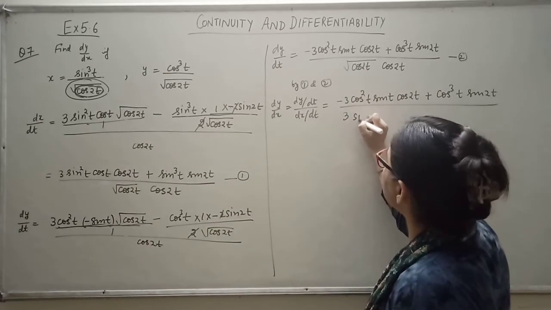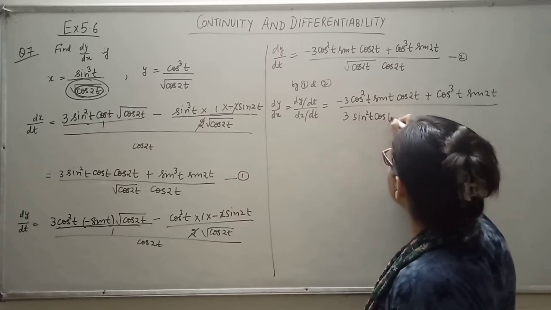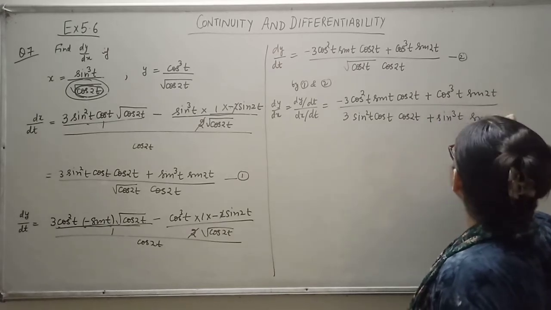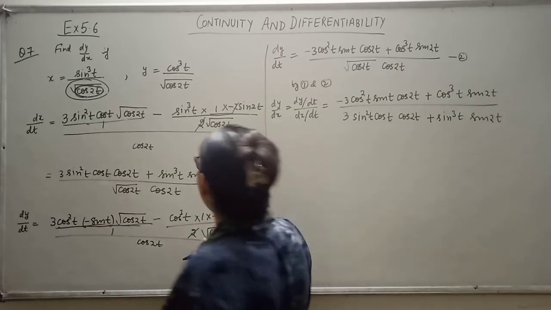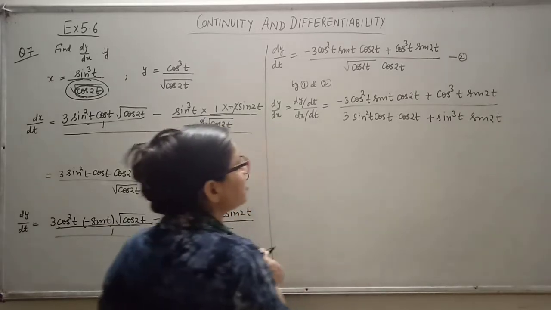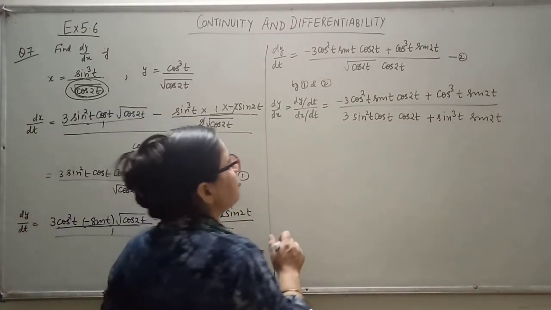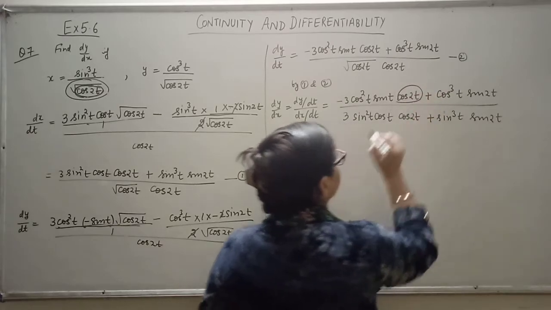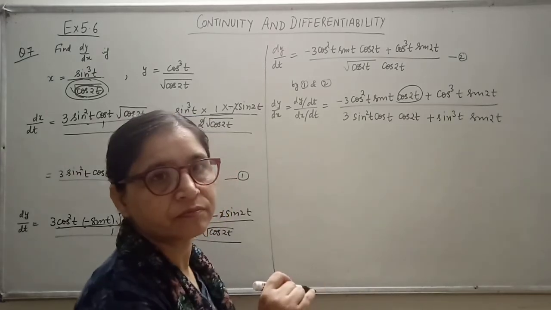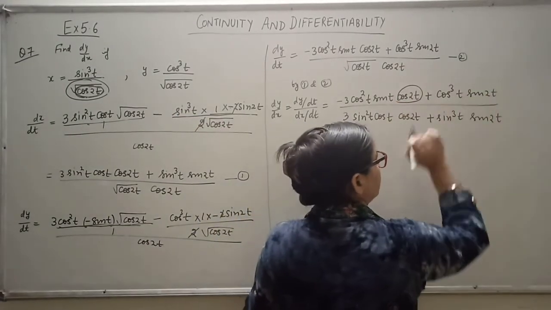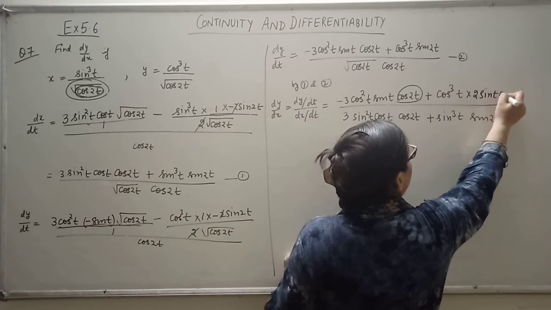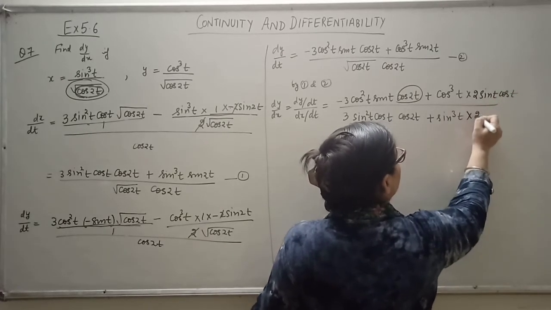So now 3 sin square t cos t cos 2t plus sin cube t sin 2t. Okay, now after this we have to apply the trigonometric identity. Where is it to be applied? Look here, there is a cos 2t and a sin 2t. So first I am going to open this sin 2t as 2 sin t cos t, and here also it is 2 sin t cos t.